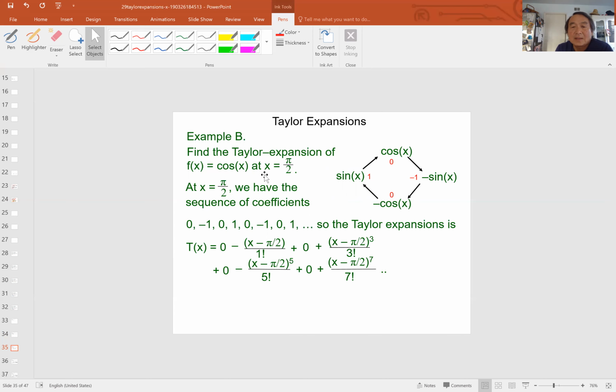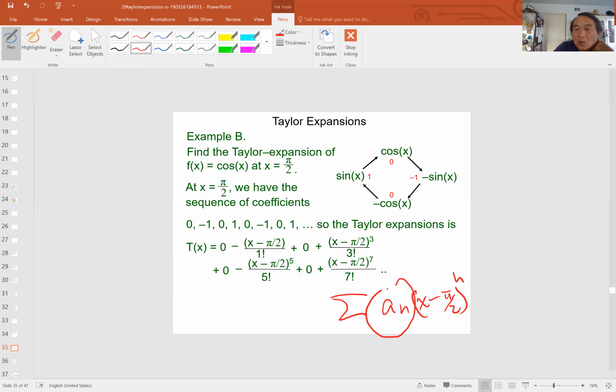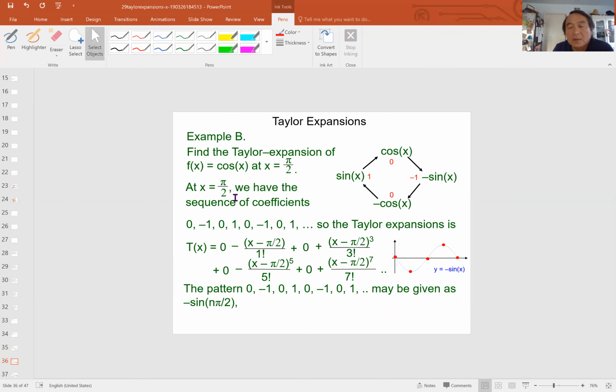Okay, and then is there any way to write this in closed form? In other words, is it possible for me to write this as some a_n times x minus pi over 2 to the nth power? And is there any way to write this cycling 0, minus 1, 0, 1, 0 in a nice formula? Actually, there is. This is kind of an interesting trick. Okay, look at the formula for minus sine x.